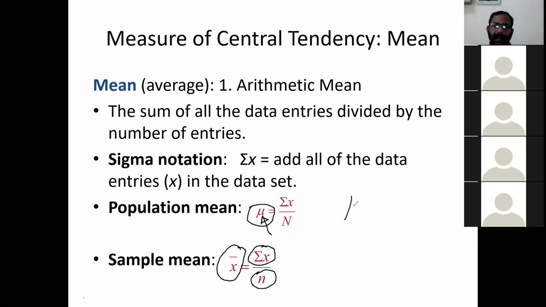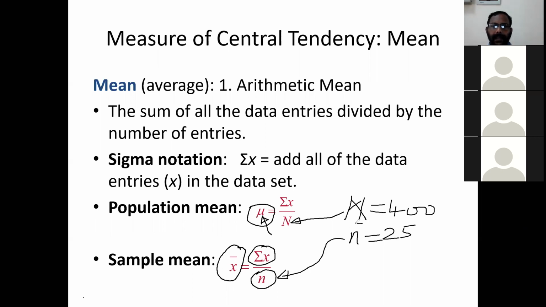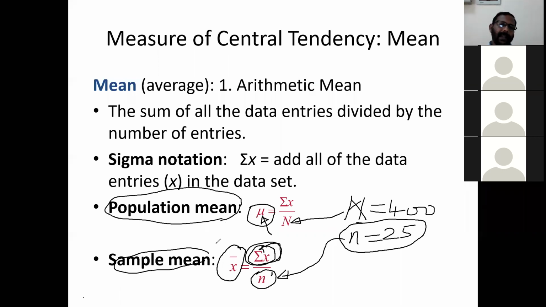So in the earlier case, for example, the capital N value is 400. So that is the denominator for this case. Then we said small n, which is 25. That is the denominator for the second case, isn't it? So this is called sample size. So the total summation of what you have in the sample divided by the sample size, small n. So we have two types of mean. One is called population mean. The other one is called sample mean, right?